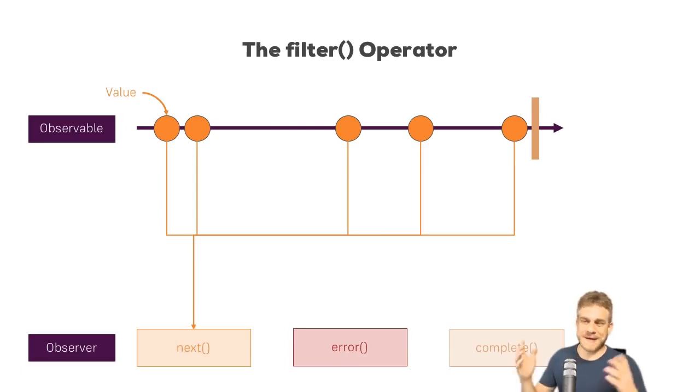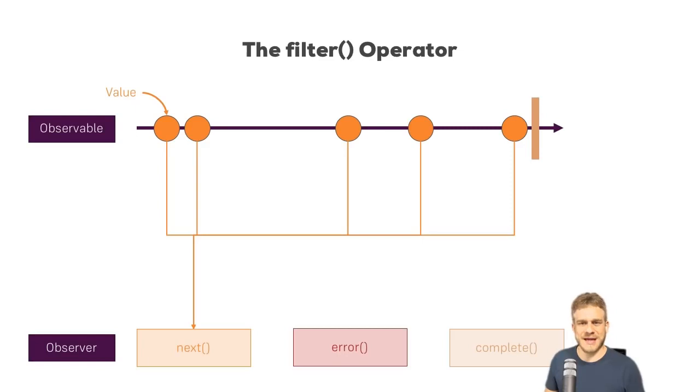For this video, I picked the filter operator, which is really interesting and which, as the name implies, allows us to filter out some of the values which are emitted by an observable. So here we got a stream of data emitted by that observable, and we got the observer with the next function and so on. And right now, all values meet the next function in our subscription here, of course.